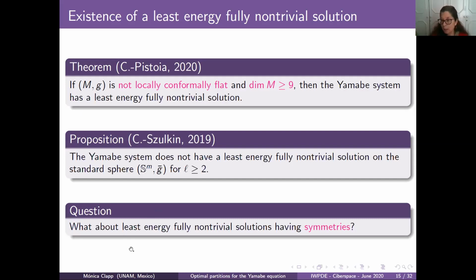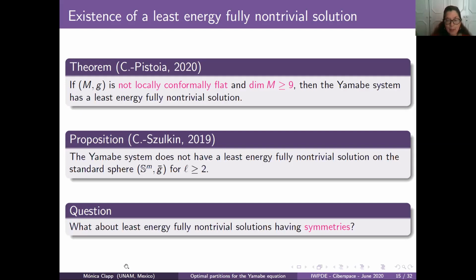by considering symmetries. May I just ask a quick question? I'm Hugo. Is this for the competitive system? Yes, for the competitive system, because I am interested in partitions. So the coefficients of the interaction terms will always be negative. Okay. So then this Nehari set is a nice set.